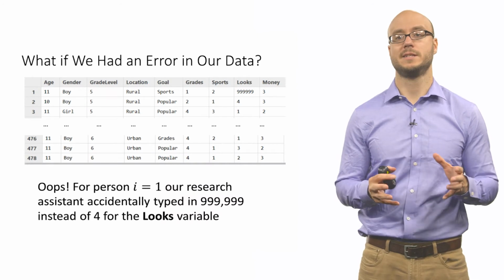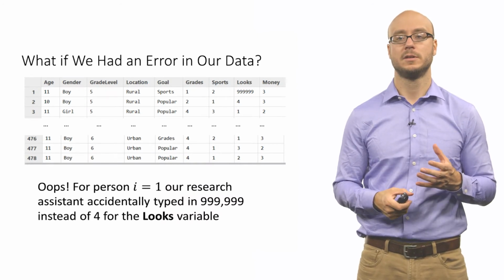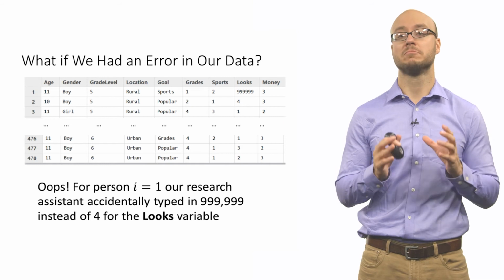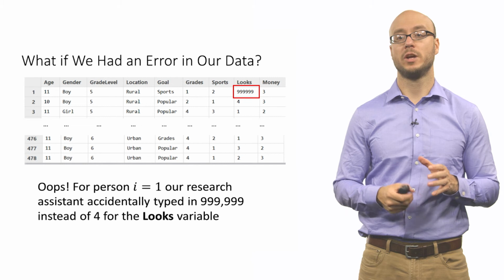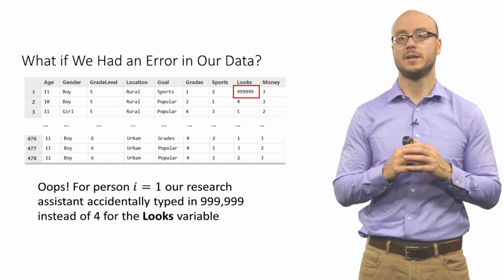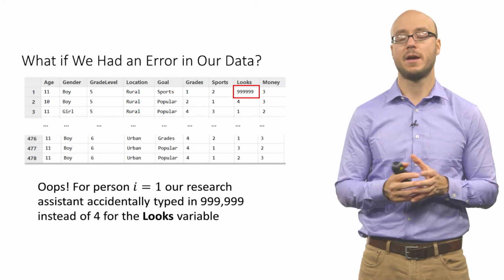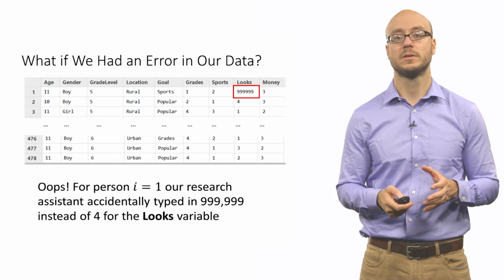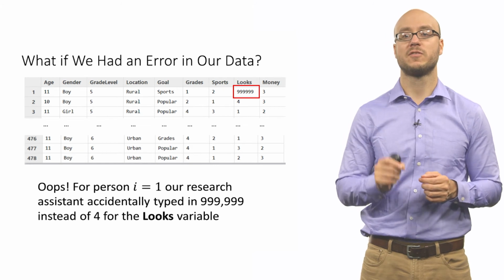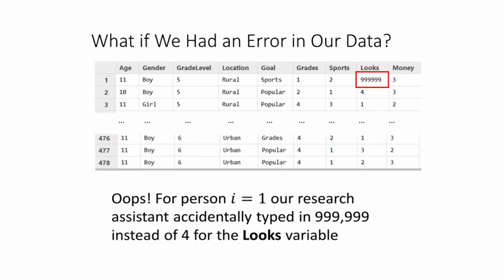Now, let's suppose in our data set that we had an error. Okay? And these errors actually do happen a fair amount of the time. So an error in this case occurred when some hapless data entry assistant put in this huge value for this looks variable. So just suppose for that first row, for i equals 1, our research assistant just put in 999,999 instead of 4 for the looks variable.